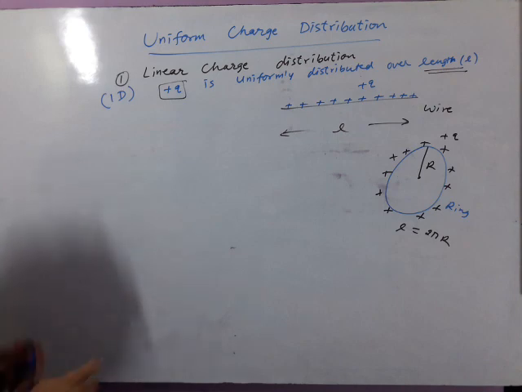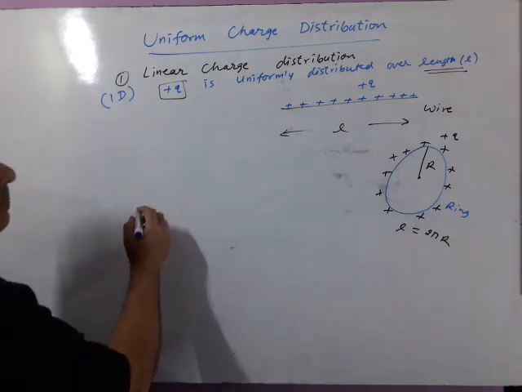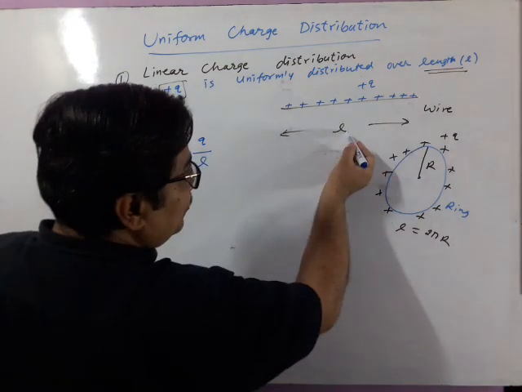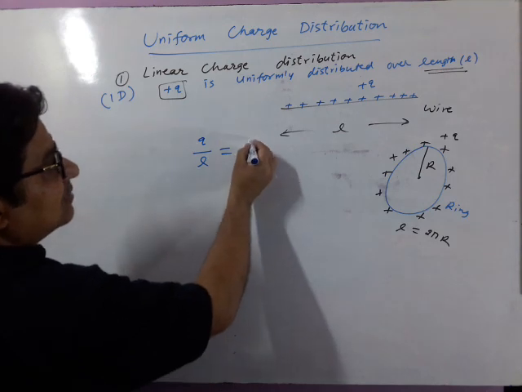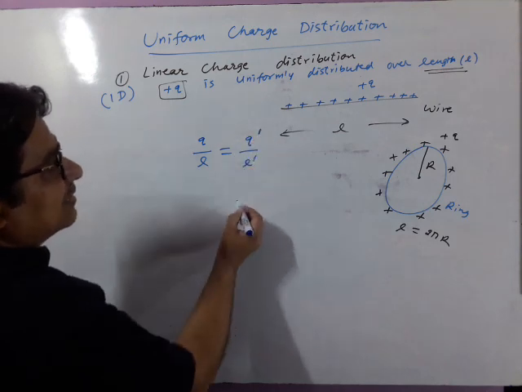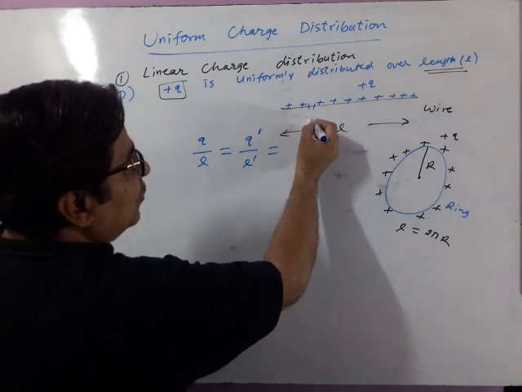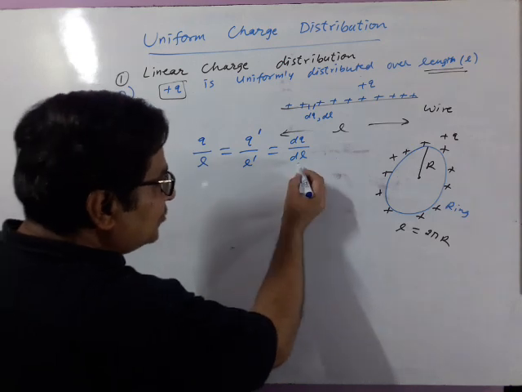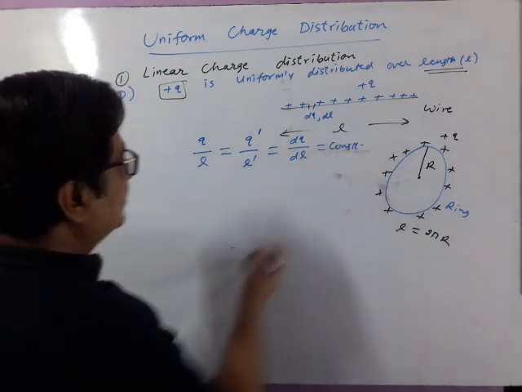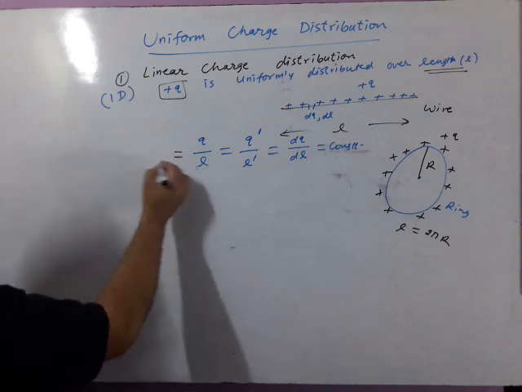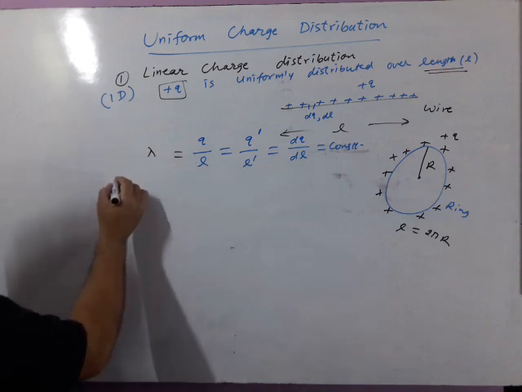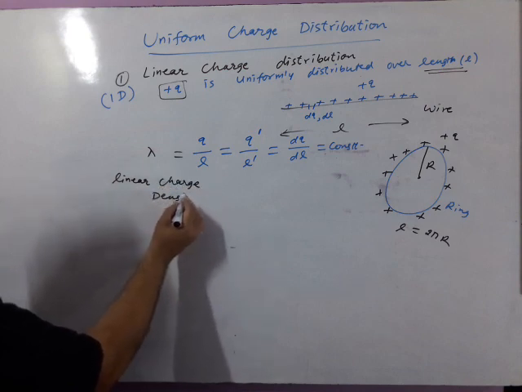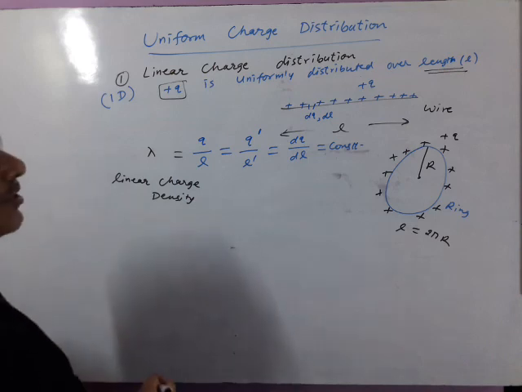Now in this case we see total charge upon total length, as well as some other charge upon some other length, as well as small charge upon small length. This ratio remains constant, and we name this ratio lambda. This is called linear charge density. How does this ratio remain constant?